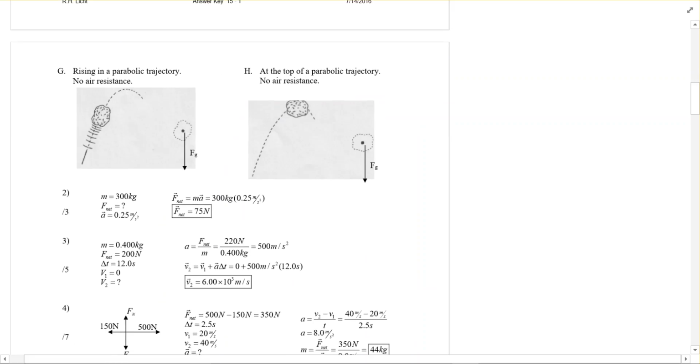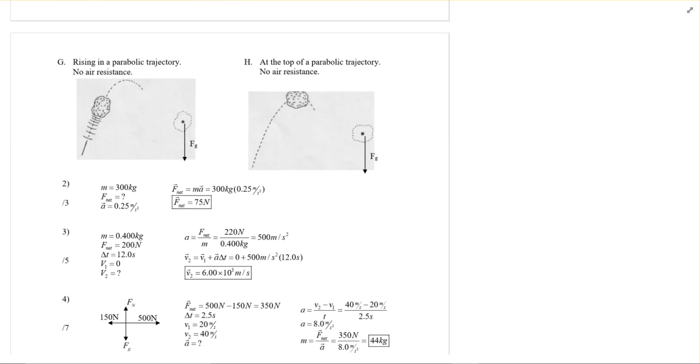Okay, this one, they did a study on this one where they asked a whole bunch of adults what their intuition about this one was. Most people would think that if this thing is rising upward, it must be accelerating upward and then accelerating downward at that point. But the force on this thing is down the entire time.